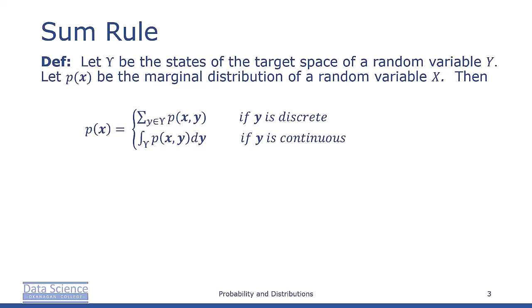Let psi be the state of the target space of a random variable y. Let P of x be the marginal distribution of a random variable x. Then P of x is the sum over all y of P of x and y if y is discrete, and the integral over all psi of P of x and y dy if y is continuous. This means that we sum out or integrate out the set of states of the random variable y. The sum rule is also known as the marginalization property. The sum rule relates the joint distribution to the marginal distribution.